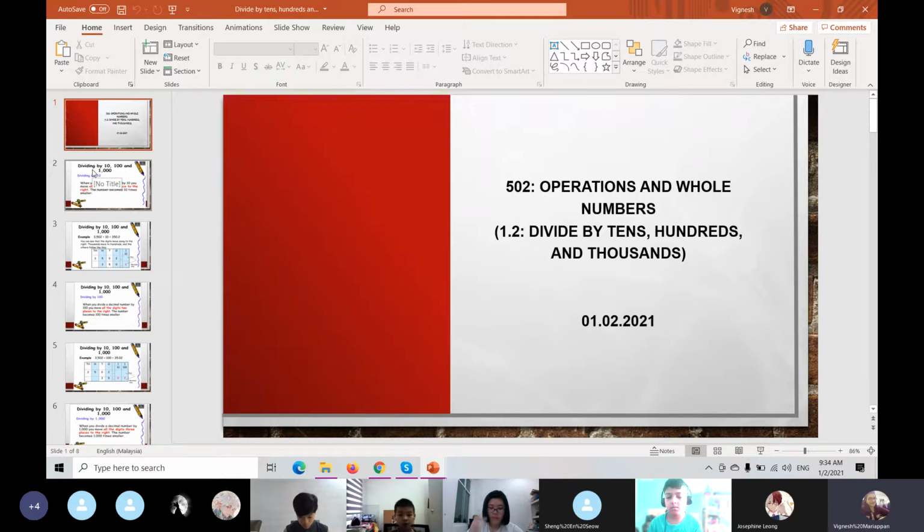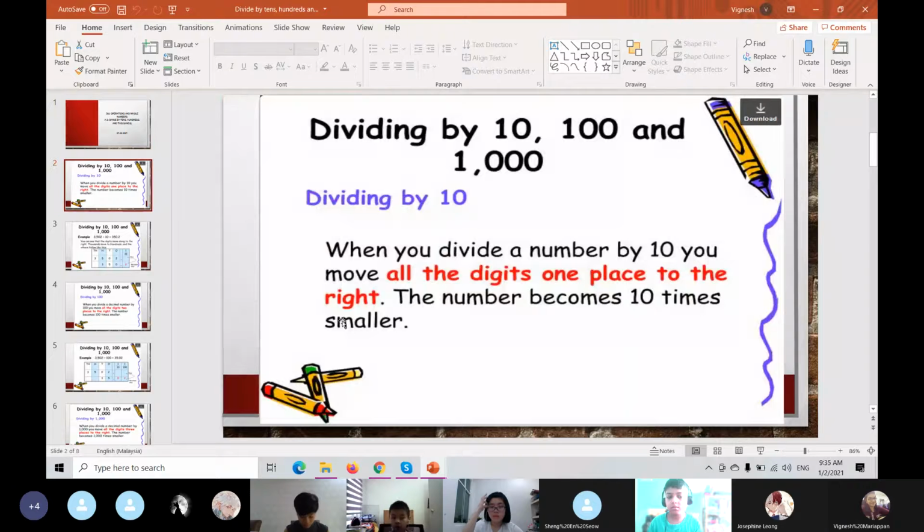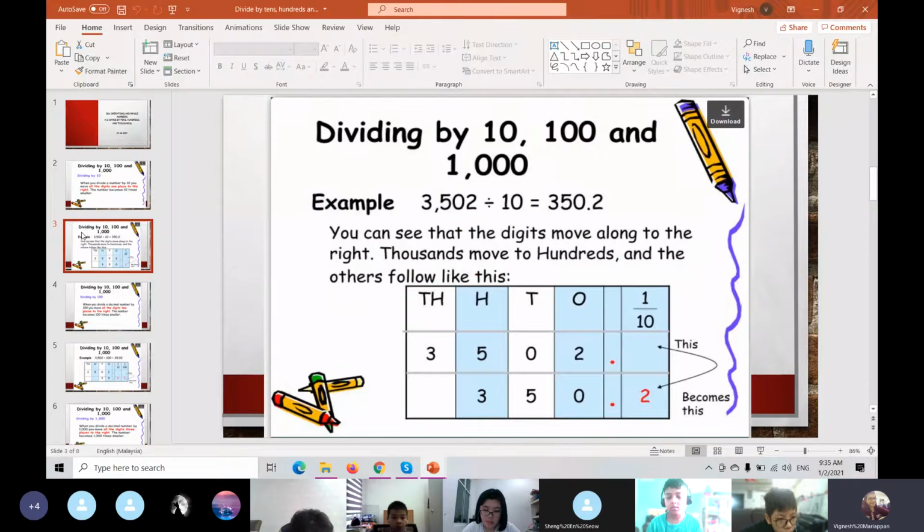Divide by tens, hundreds and thousands. Okay. We start with dividing by 10 first. When you divide a number by 10, you move all the digits one place to the right, the number becomes 10 times smaller. Teacher is going to show the example here. Let's say 3502 divided by 10. How are you going to get this answer? What do we need to do?